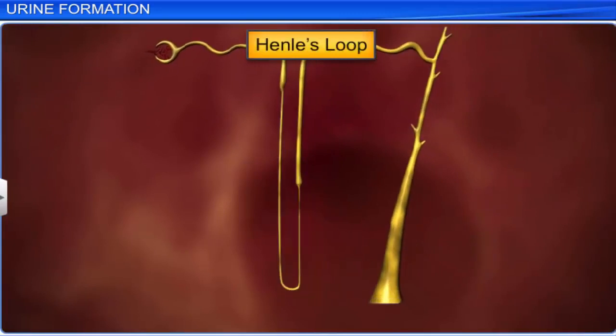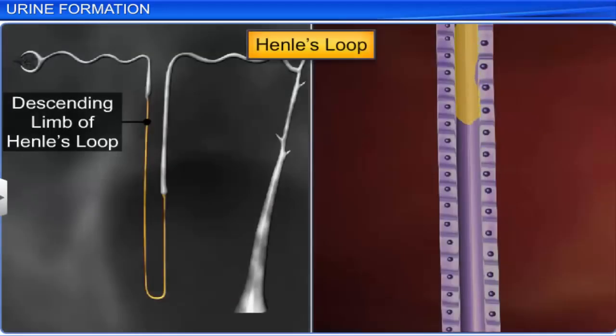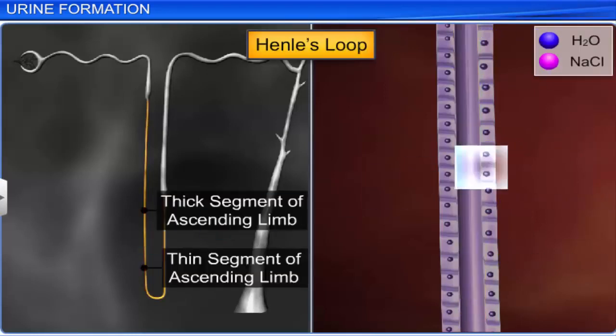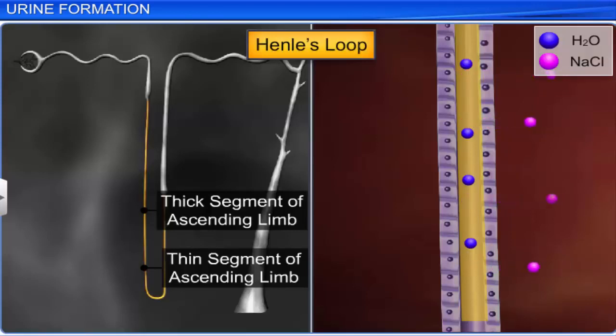The proximal convoluted tubule is followed by Henle's loop, where minimal reabsorption takes place. However, the region plays a vital role in maintaining the high osmolarity of medullary interstitial fluid. The descending limb of Henle's loop is permeable to water and almost impermeable to electrolytes, which helps concentrate the filtrate as it moves down. The ascending limb is permeable to electrolytes, actively or passively, and is impermeable to water. Therefore, electrolytes pass into the medullary fluid and dilute the concentrated filtrate as it passes upwards.